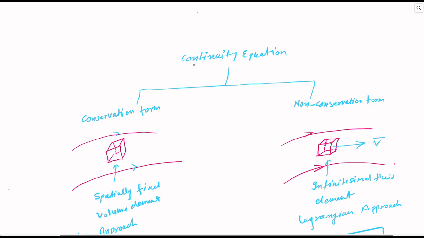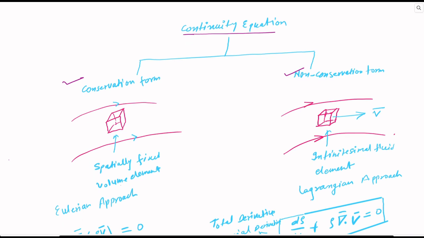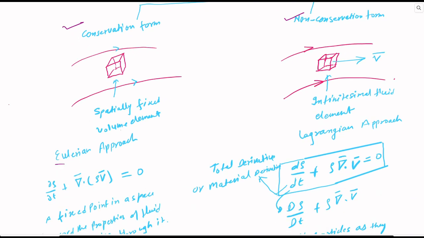Today's topic is the continuity equation. The continuity equation has two forms. One is the conservation form, also called the Eulerian approach, and the other is the non-conservation form, also called the Lagrangian approach.